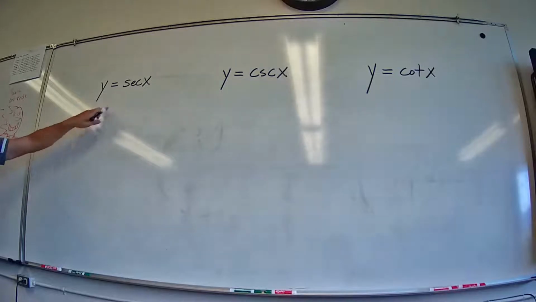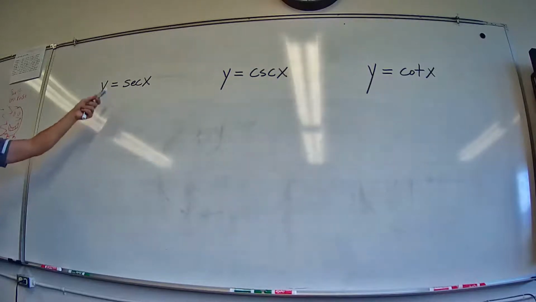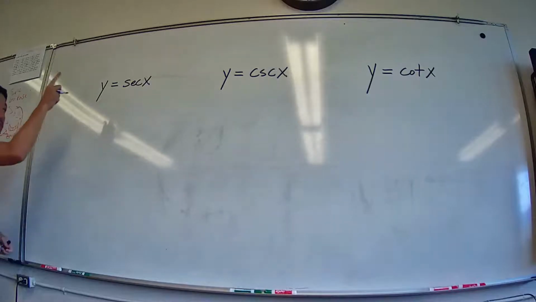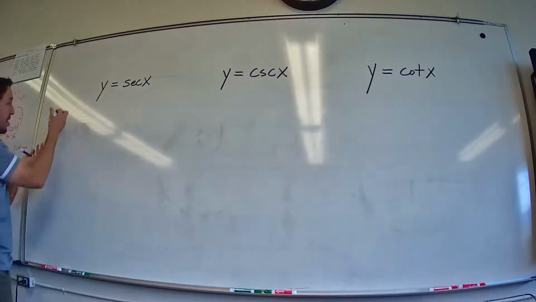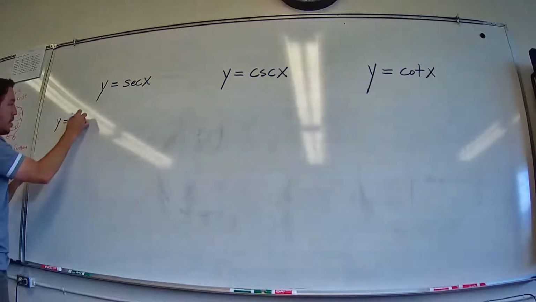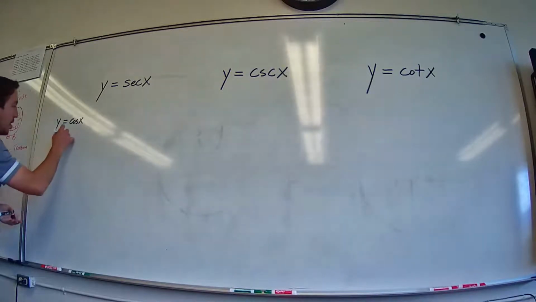This guy. Who is his best friend? The cosine function. In order to understand this guy, the key is to understand this guy, which we hopefully do already.